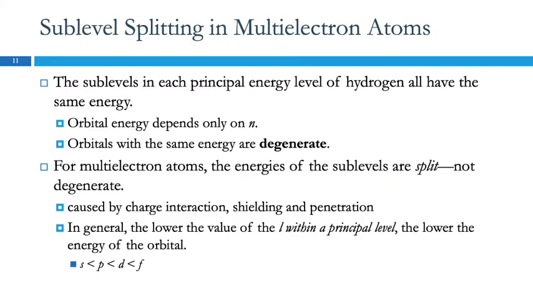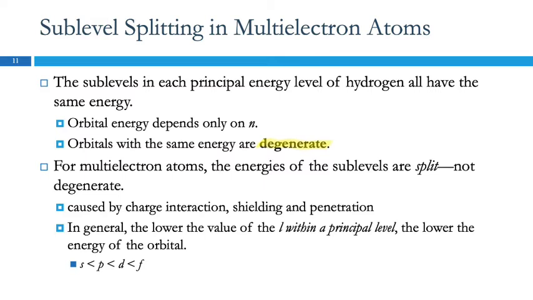So the sublevels, which are designated by the second quantum number, and we typically refer to as S, P, D, and F. The sublevels in hydrogen all have the same energy. So the energy only depends on what the principal quantum number is. So we say that they are degenerate. So degenerate just means they have the same energy.